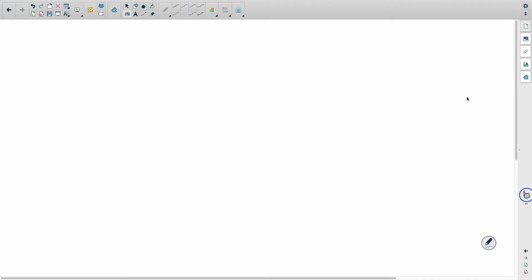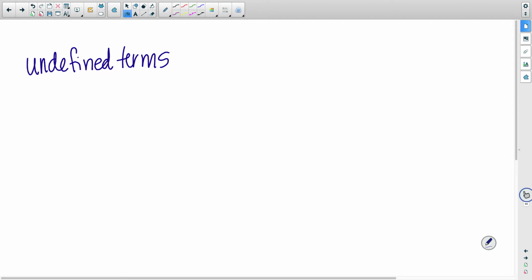So there are three undefined terms in geometry. And they're not undefined in the sense that we can't give a definition. They're undefined in the sense that I can't hand them to you and you hold them in your hand. So they really only exist in geometry world. And that's a point, a line, and a plane.